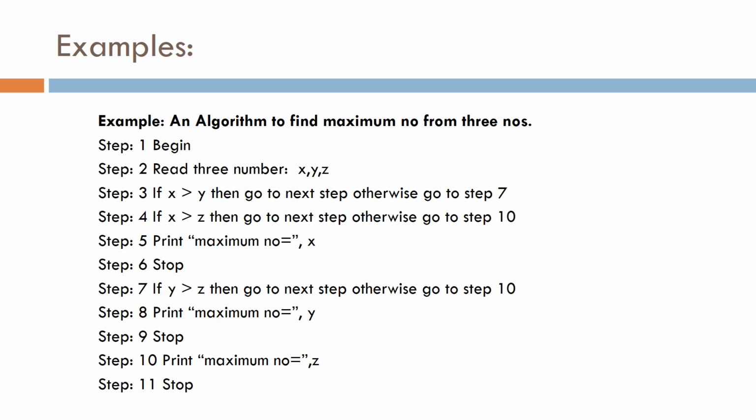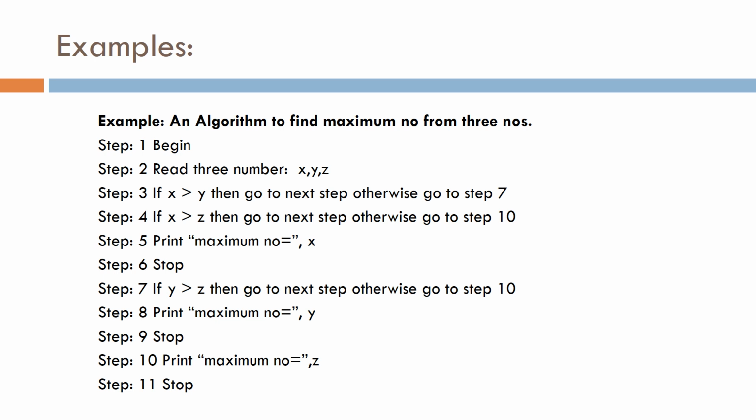Now we are following step number 7 and 10 also, for when the conditions in step number 3 and 4 are false. So in step number 7, if y is greater than z, then go to the next step, otherwise go to step 10. If this condition is true, then we are following the next statement as step 8, and here we are printing maximum number is y.